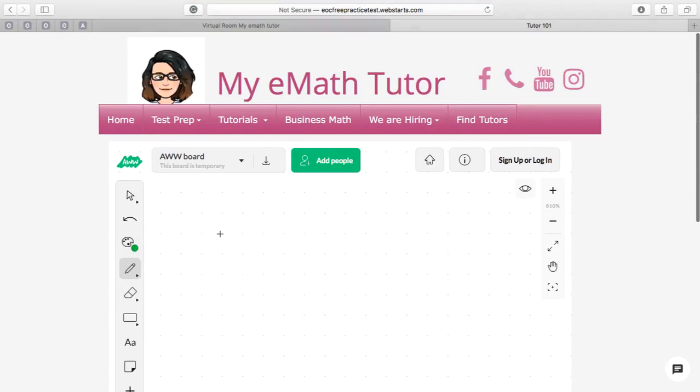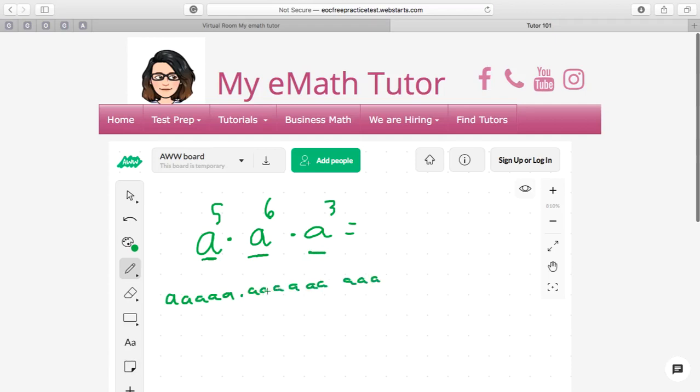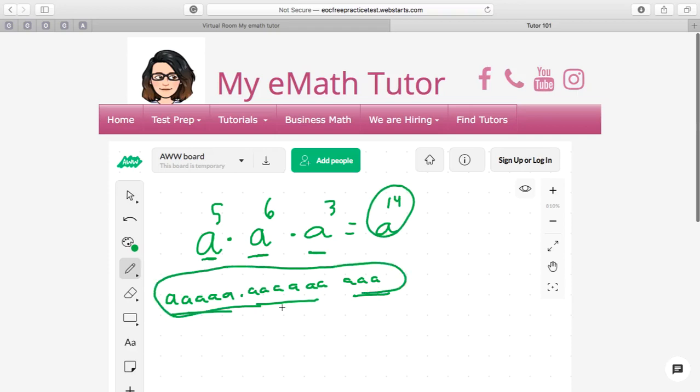For example, let's not put a number, let's put a letter. So a to the 5th times a to the 6th times a to the 3rd. Well, this guy is duplicating 5 times, 6 times, and 3 times. We do not want to multiply this. We want to add them because remember, this is going to be 1, 2, 3, 4, 5, 1, 2, 3, 4, 5, 6, and then 1, 2, 3. And then this is just going to be 5 plus 6 plus 3, which is equal to a to the 14th. Or if you do it like I tell my students manually, you will get 14 a's.